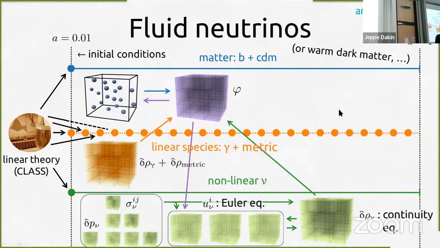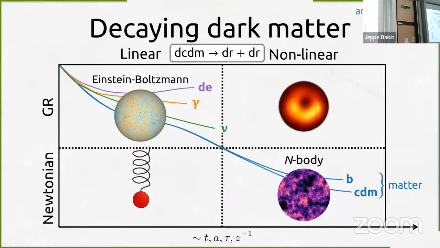Right, and this whole scheme is used mostly for neutrinos, but you can also use it for any other species. It's totally generic. So people are using it also for warm dark matter, for example. It's exactly the same thing. Okay, let's now go to yet another species we can have.